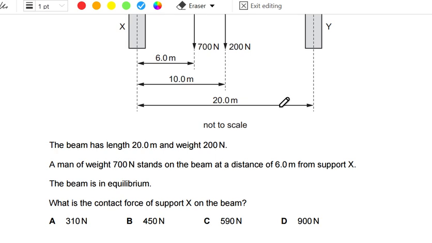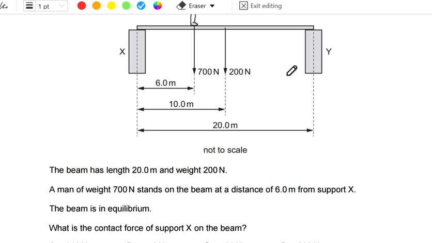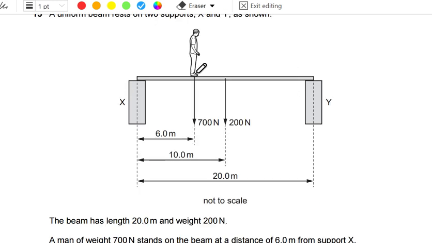So as we have here 4 forces, 2 of them are weights and the other 2 are the contact force at X and Y. We want Fx, okay, so we don't want Fy to appear in the principle of moments equation. So we will take the moments around Y, and we have 2 forces in anticlockwise, which are the weights.